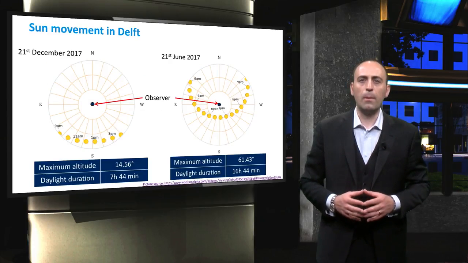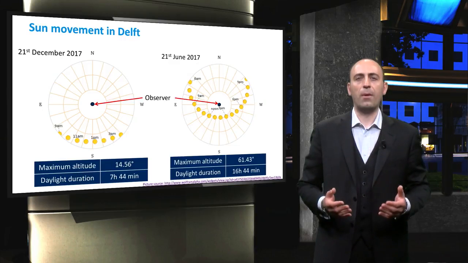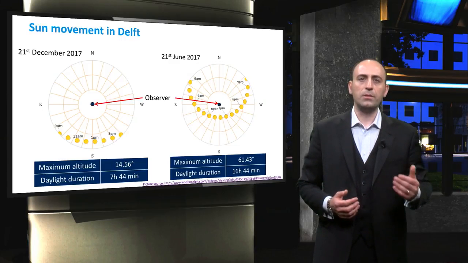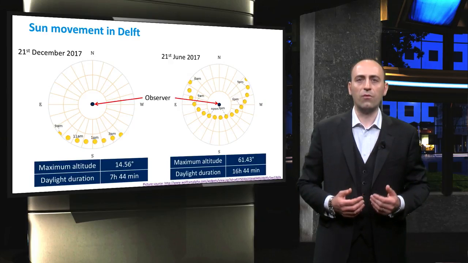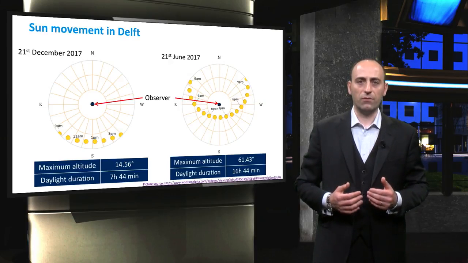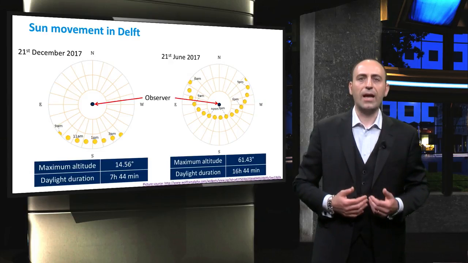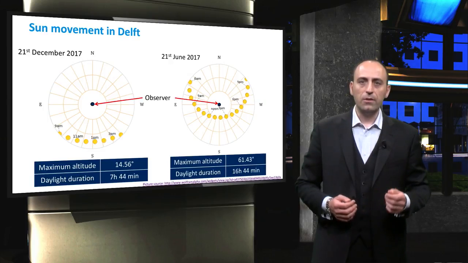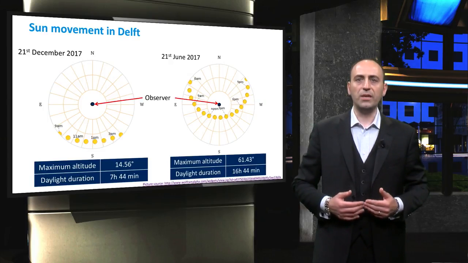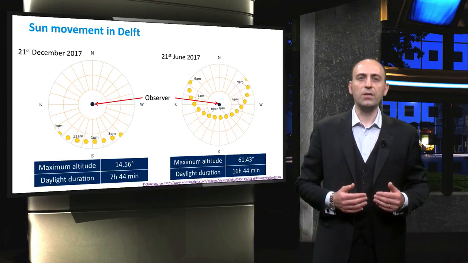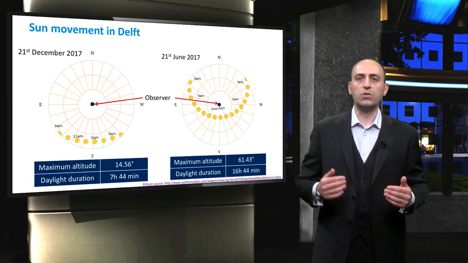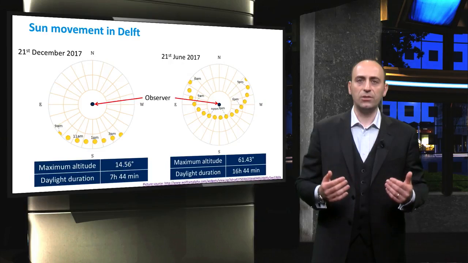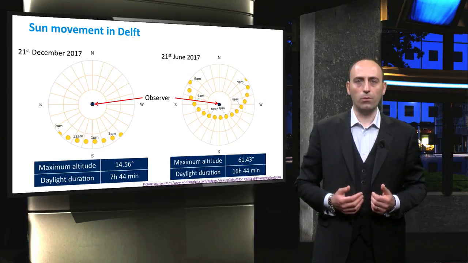There are several web applications that you can use for finding the path of the sun. For example, these pictures are obtained from Wolfram Alpha, and you can see the zenith view of the observer during the solstice of winter and summer in Delft, which represents the lowest and the highest path drawn by the sun during the year. Indeed, the maximum altitude of the sun, which will be introduced in the next slides, increases from almost 15 degrees to 61, and so also the daylight duration becomes more than the double.